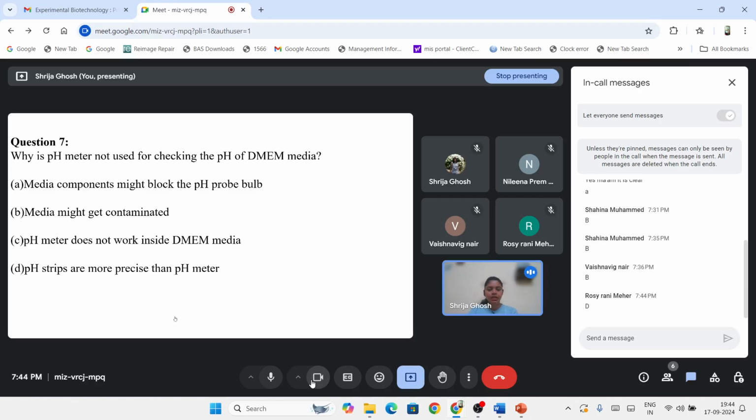Okay, we have one answer from Rosie. pH strips are more precise than pH meter. Okay. Anyone else want to answer? Okay. We have another answer from Nilina. That is also option D.